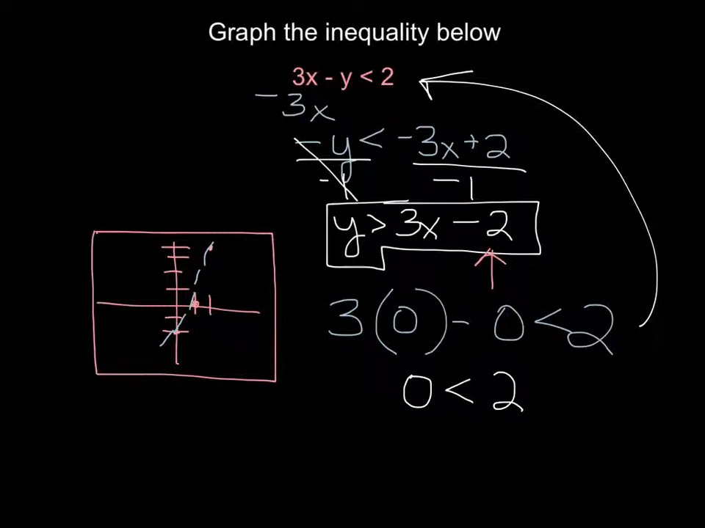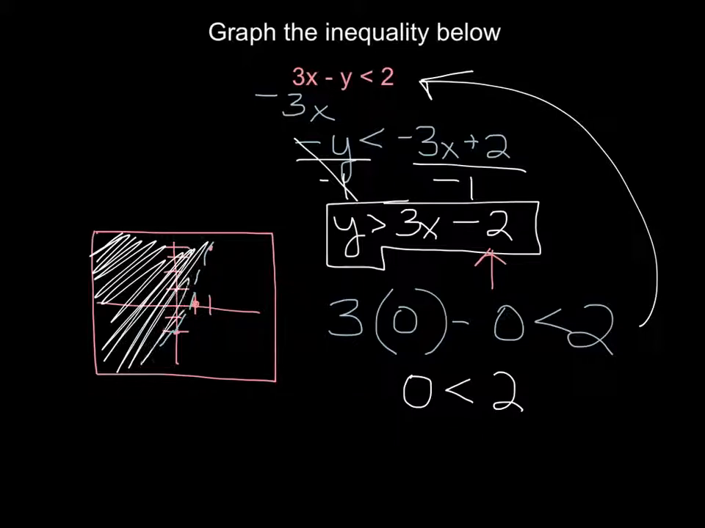So you would then shade in the part of the graph that contains the point 0, 0. So we would shade in this half of the plane. That would be what our graph would look like to demonstrate 3x minus y is less than 2. That means all the points to the left of this line would make that statement true.